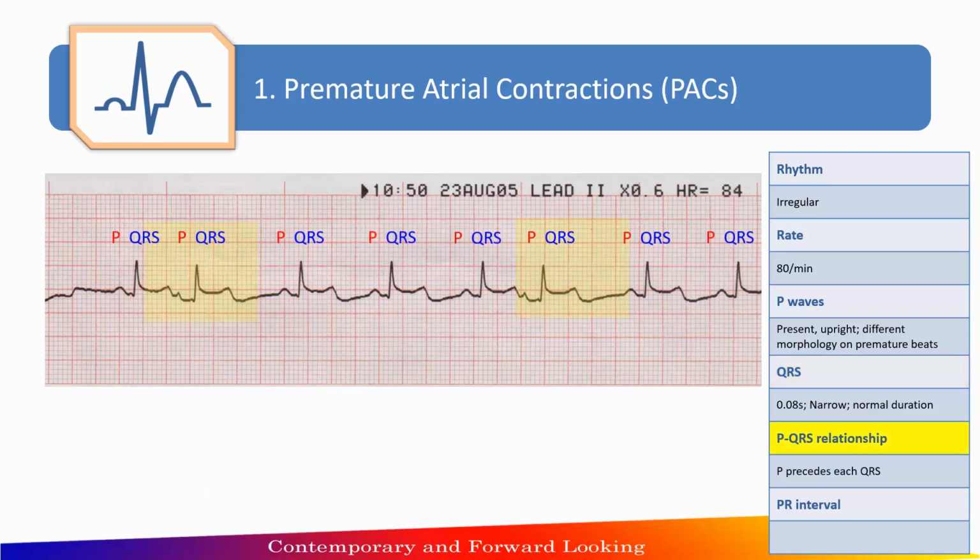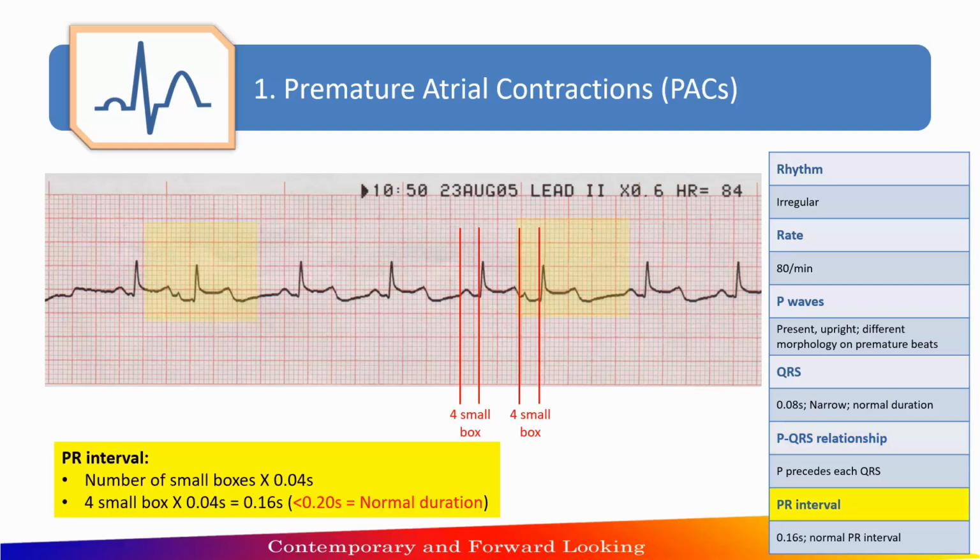Next is a very simple analysis. Here, we just want to determine a pattern in the P and the QRS relationship. Here, we can see that every P precedes the QRS. The last part of the 6-step analysis is to measure the PR intervals. In this case, the PR intervals for both the sinus beat and the premature beats are 0.16 seconds, which is within the normal PR interval range of 0.12 to 0.20 seconds.